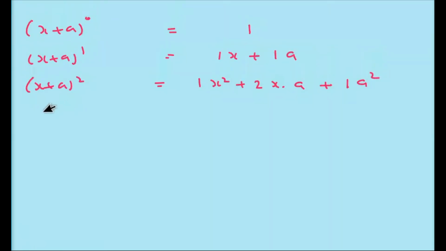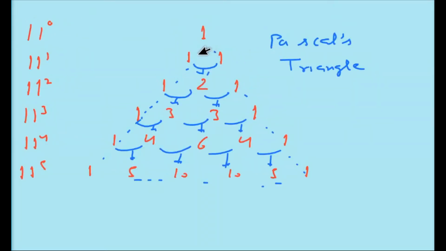1a square. And you know the formula for x plus a whole square from the 10th class, you already studied it in the previous class. Similarly for x plus a to the power 3 we will get 1x cube plus 3x square a plus 3x a square plus 1a cube. Now you can see what I have described in the previous triangle here. You can see 1 1, 1 2 1, 1 3 3 1.